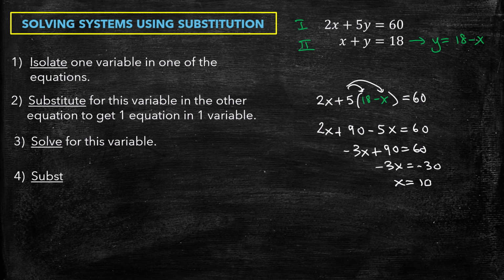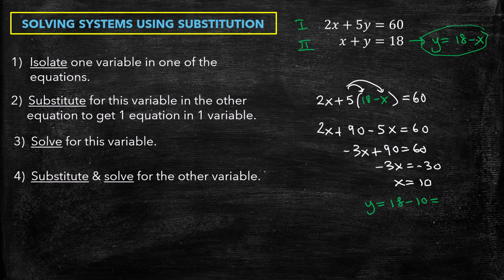Once we have x equals 10, we just have to substitute this back in and solve for the other variable. So now we might as well just use it in this form, y equals 18 minus x. So we'll do y equals 18 minus 10, which gives us 8. And that gives us the final answer, which we know from before. The final answer is 10, 8. We know that's 10 multiple choice and 8 short answer.